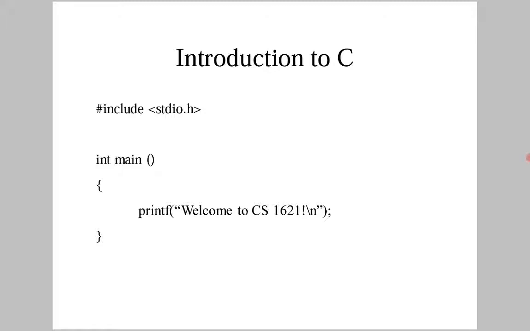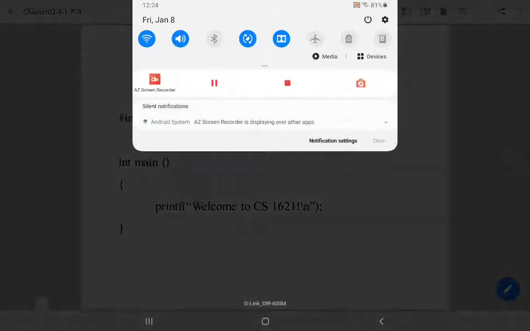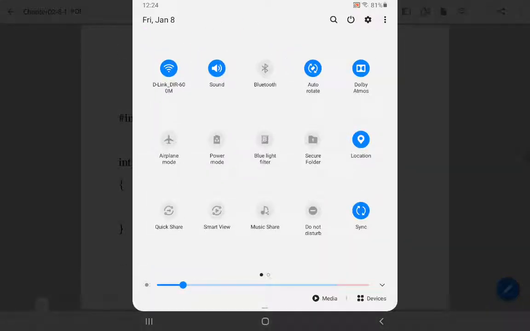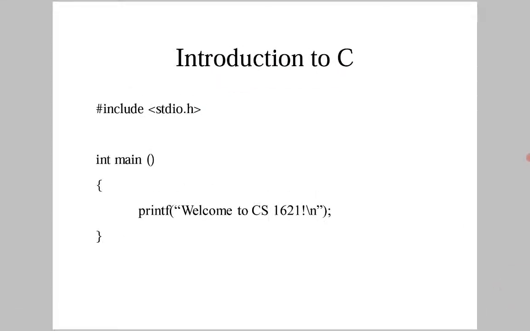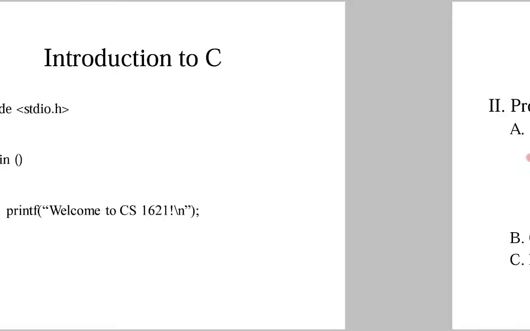C is a case sensitive language. Case sensitive means we should write all C programs or code in lower case letters only. And what is C? C is a middle level language, developed by Dennis Ritchie.